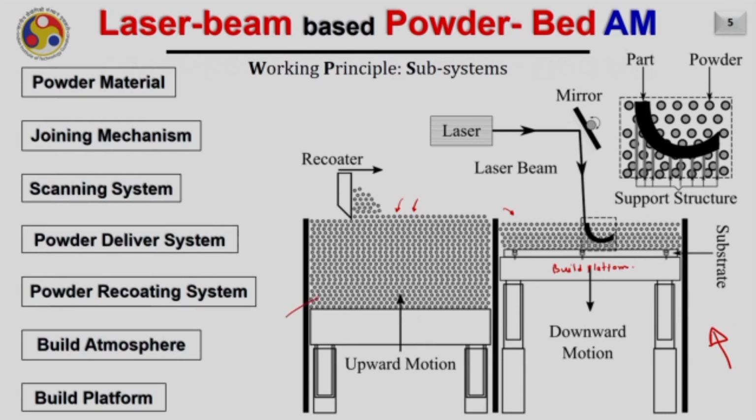So this is the reservoir, and powder is delivered by the upward motion of this plate on the left side. This plate goes up by the desired layer thickness, and a layer of powder is available to get deposited on the right side where the build platform is going downward. This is typically called a powder delivery system.